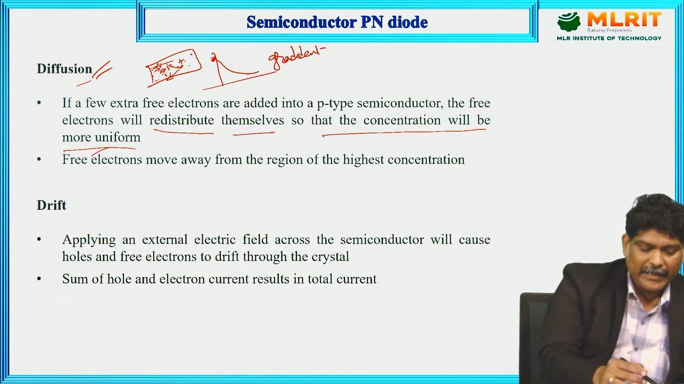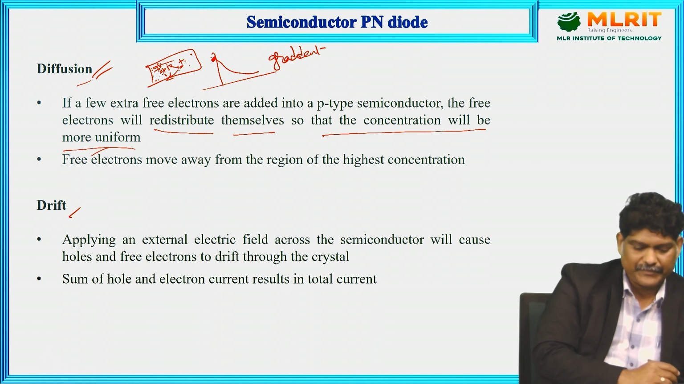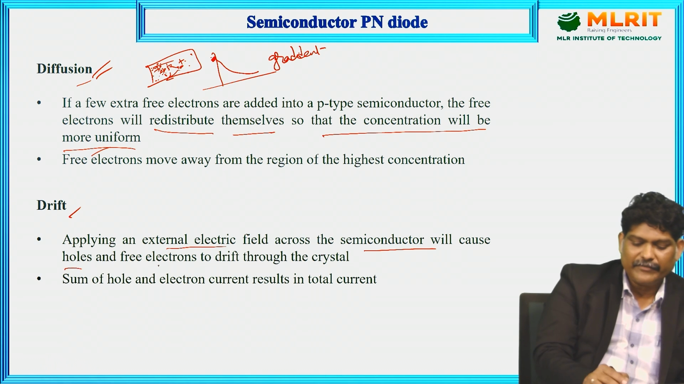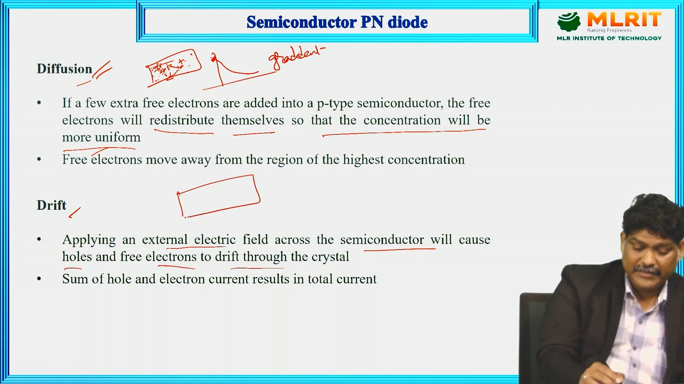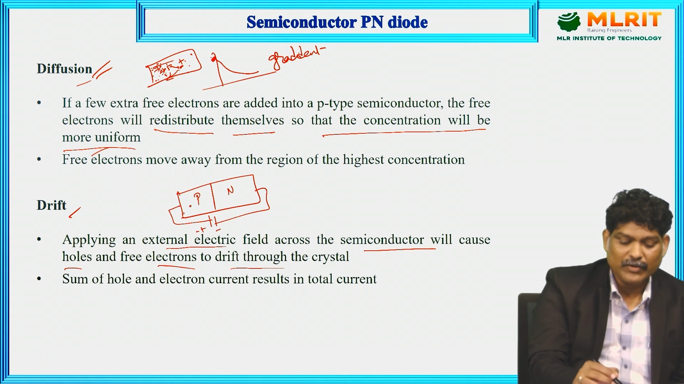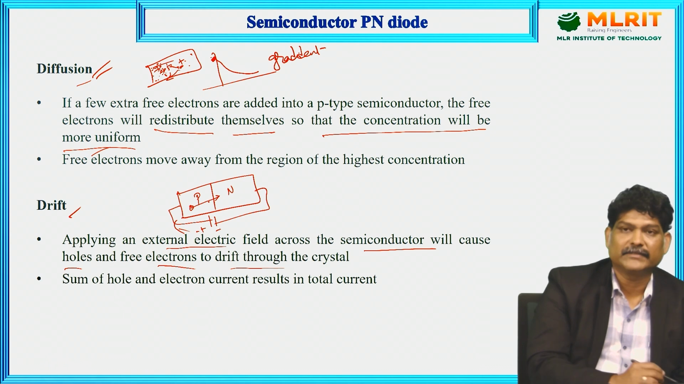Then drift. What do we mean by drift? Drift means applying an external electric field across the semiconductor, which will cause holes and free electrons to drift through the crystal. Let us say this is one PN diode. If you connect p to the positive of the battery and n to the negative of the battery, then these holes are repelled by the positive terminal and travel towards the other side.